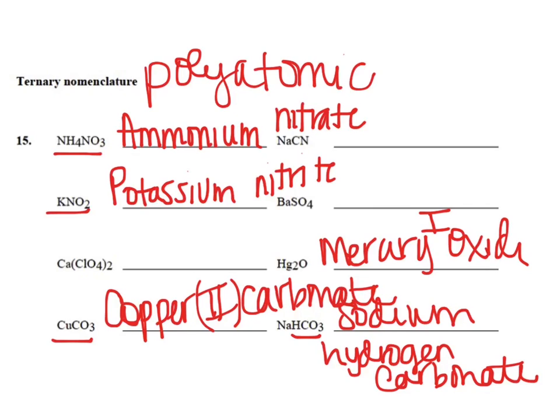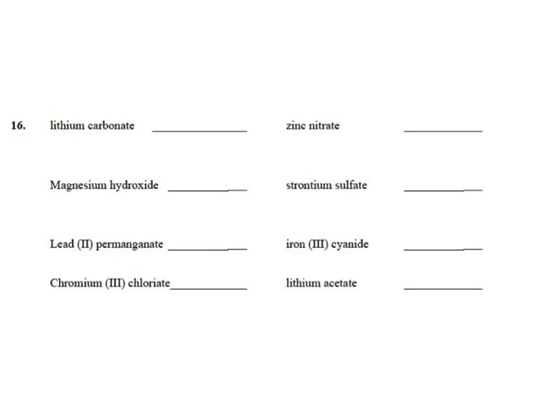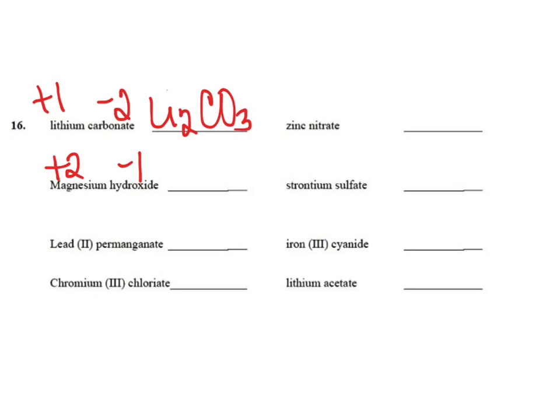Okay, so let's go to the next one. Lithium carbonate. What is the formula for lithium carbonate? Lithium is a +1, carbonate is a -2, so it would be Li2CO3. Magnesium hydroxide. Magnesium's a +2, hydroxide's a -1, so our formula is Mg(OH)2.